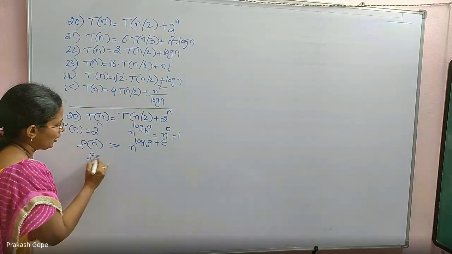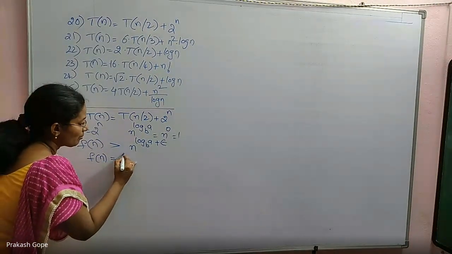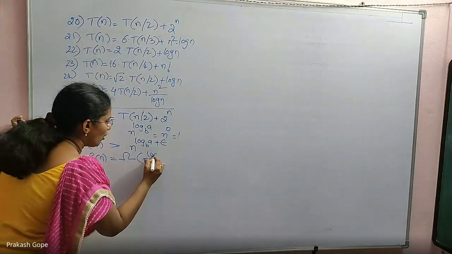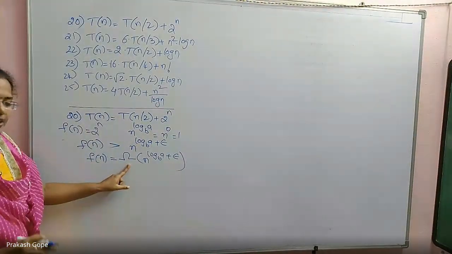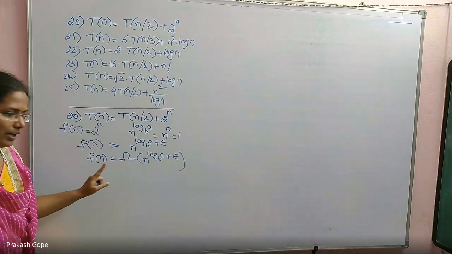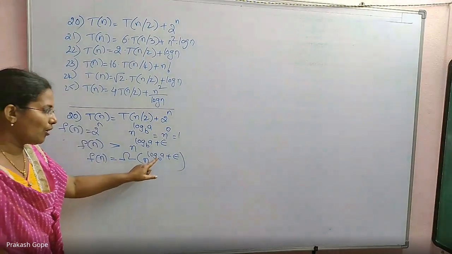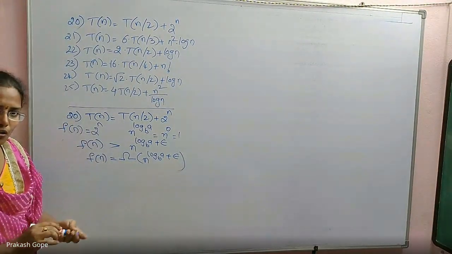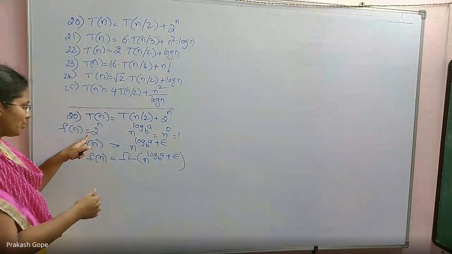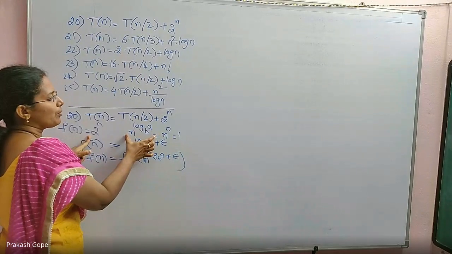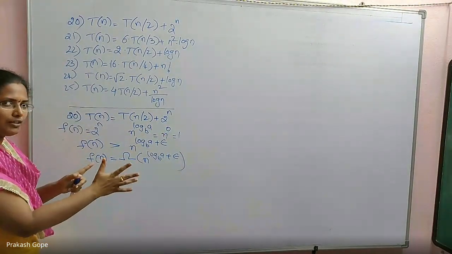Which means f of n is equal to big omega of n power log a to the base b plus epsilon. Which means it is going to case 3, correct? Then your first question, how would I know whether it is going to case 1, case 2 or case 3? You must observe f of n and n power log a to the base b. That will definitely give you an idea.